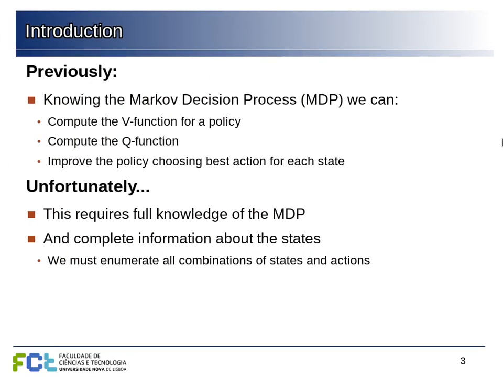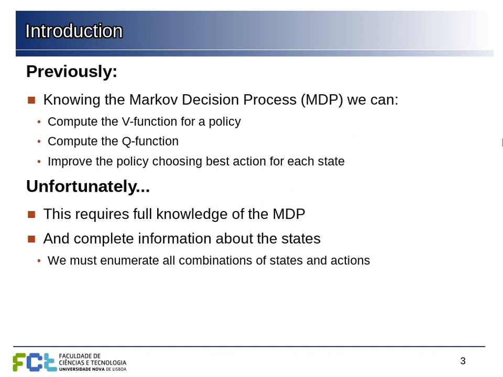So far we saw that if we know the Markov decision process, so if we have all the information about state transitions, the actions possible at each state, the probability of transitions, the rewards for all the states and so forth, we can compute the state value function for a policy. This is that function that tells us the expected discounted reward given a policy for each initial state. And we also can compute the Q function.